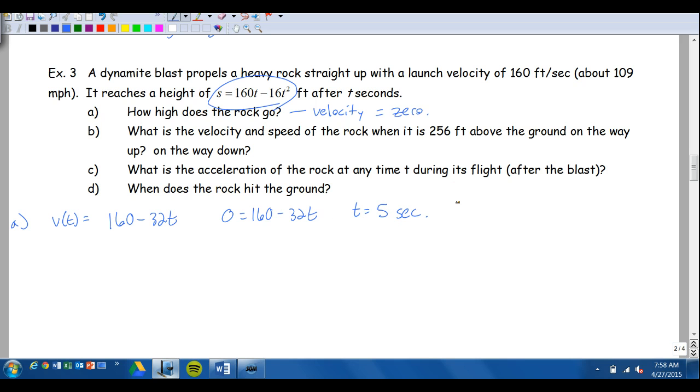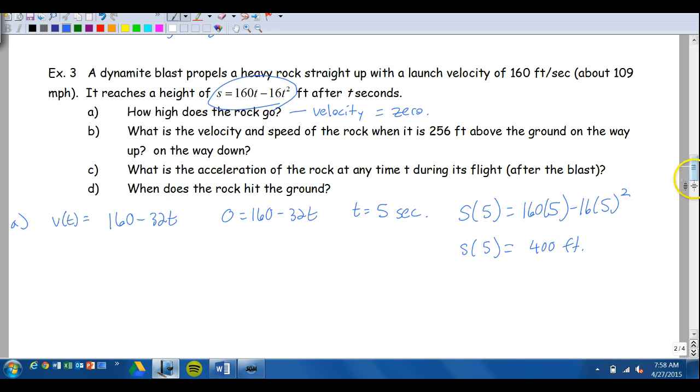Now, next thing I'm going to do is plug that back into my position. I want to know what is the position of the rock at 5 seconds. So you get 160 times 5 minus 16 times 5 squared. And you get that the highest the rock goes, which is at 5, is at 400 feet.